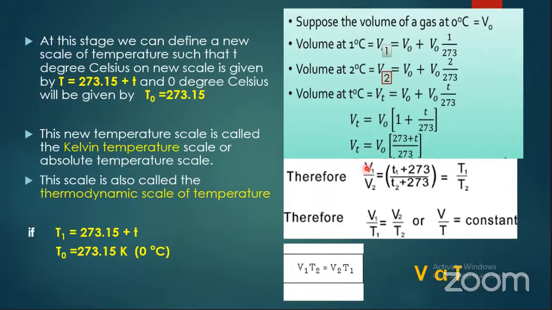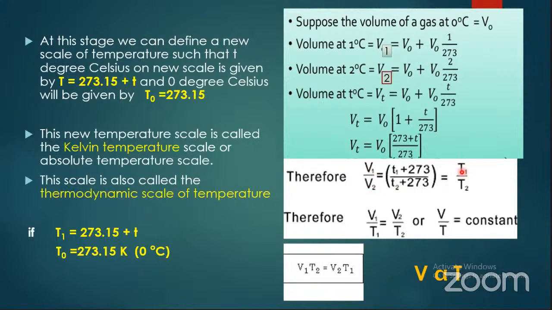So therefore, if you consider V1 by V2, V1 by V2 means at different temperatures. Suppose 30 degree centigrade, 60 degree centigrade. That is equal to T1 plus 273 by T2 plus 273, according to this equation. If 273 and 273 are cancelled, V1 by V2 is equal to T1 by T2.